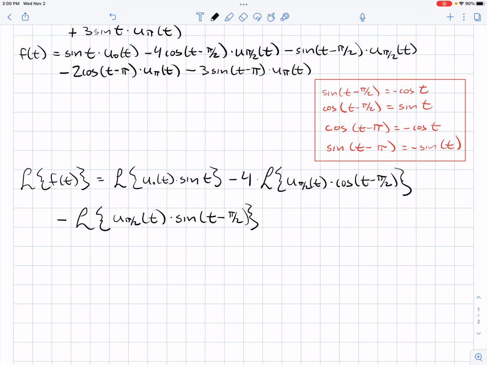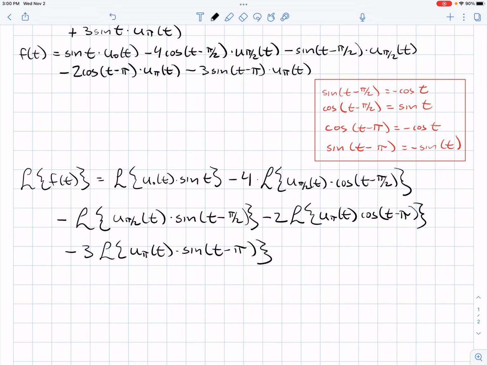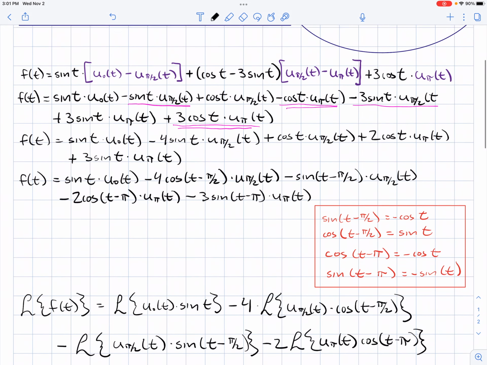And where am I at? Okay, right here. Minus the Laplace, oops, let me erase that, minus 2 times the Laplace of u sub pi of t times cosine of t minus pi, and then minus 3 times the Laplace of u sub pi of t times sine of t minus pi. Okay. Now, that was really long, but we are almost done.